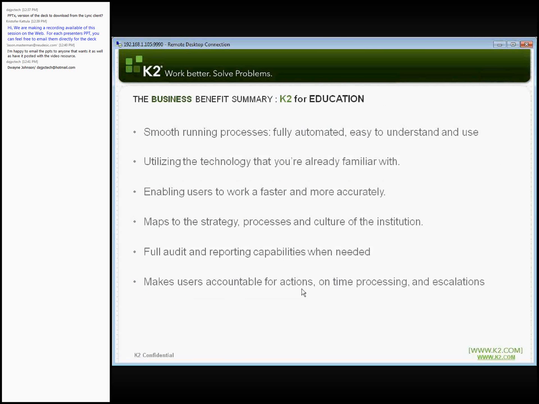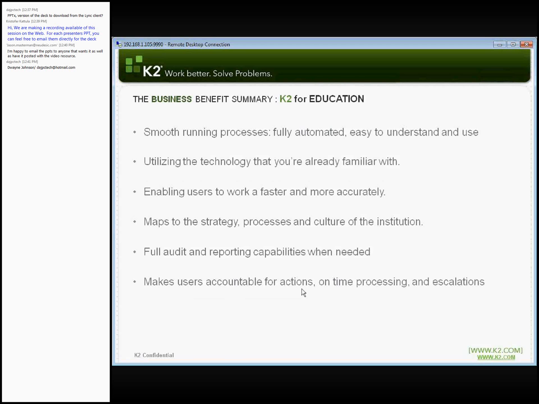Again, if we want to use things like Excel spreadsheets to manage certain criteria, K2 can query that Excel spreadsheet. And again, it's really about automating that so you can spend your time where it needs to be spent, as opposed to doing those mundane tasks, enabling users to work faster. And again, mapping to the strategy, process, and culture of the institution.